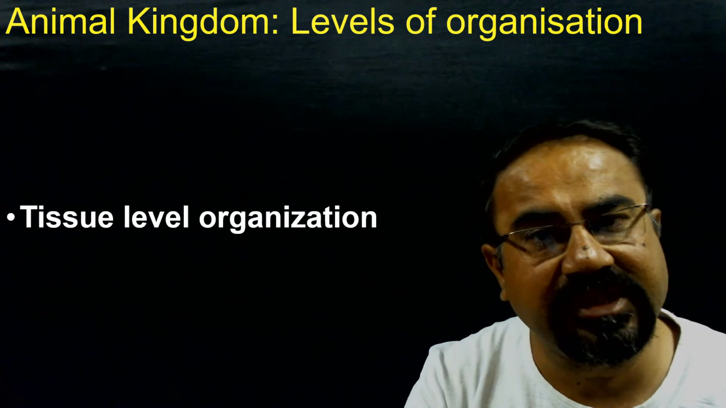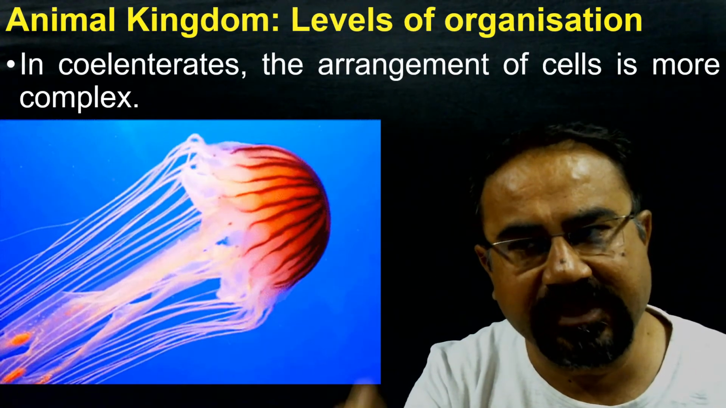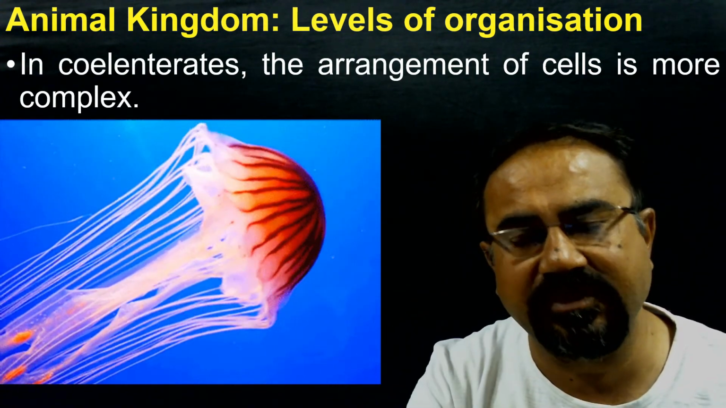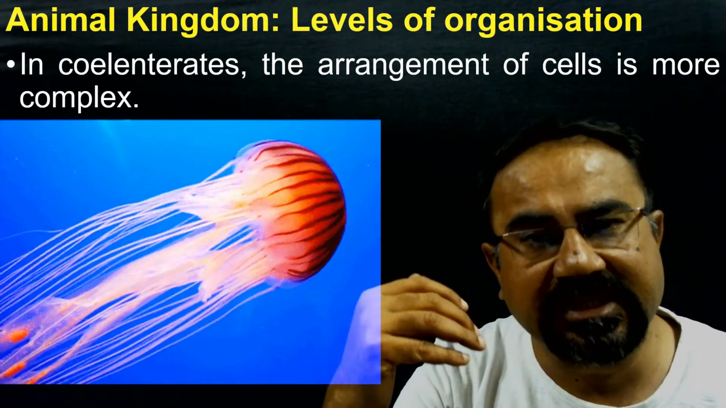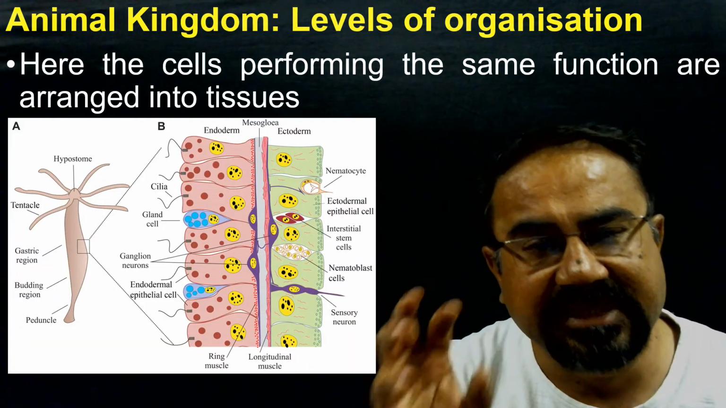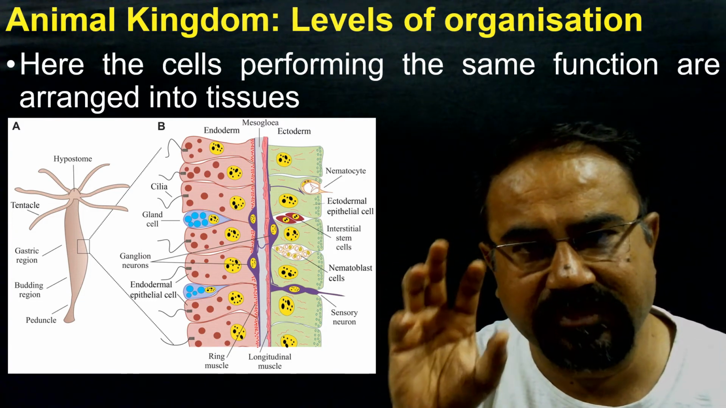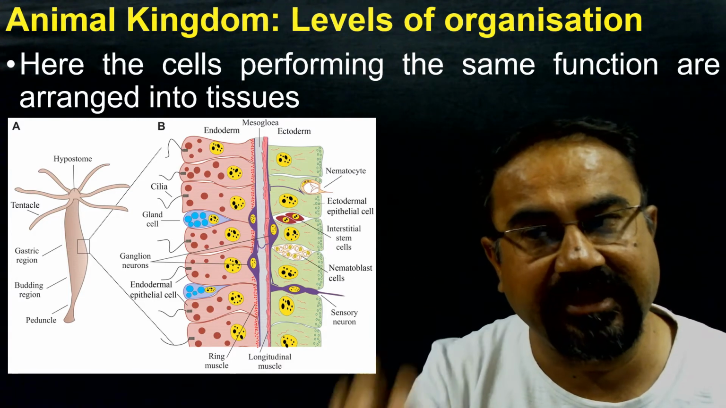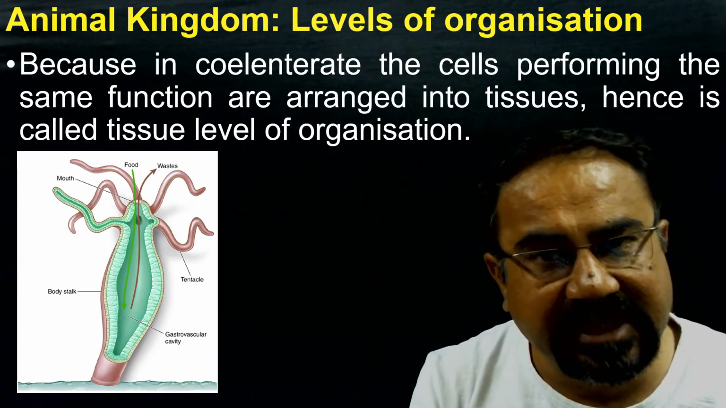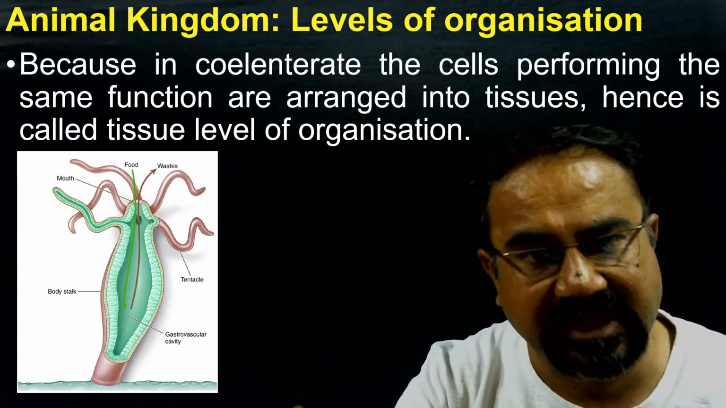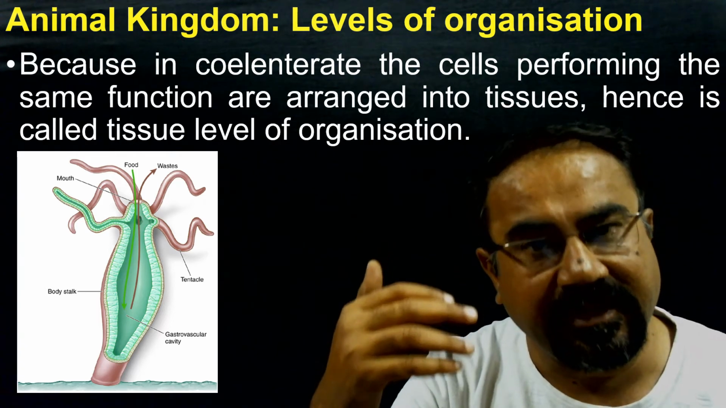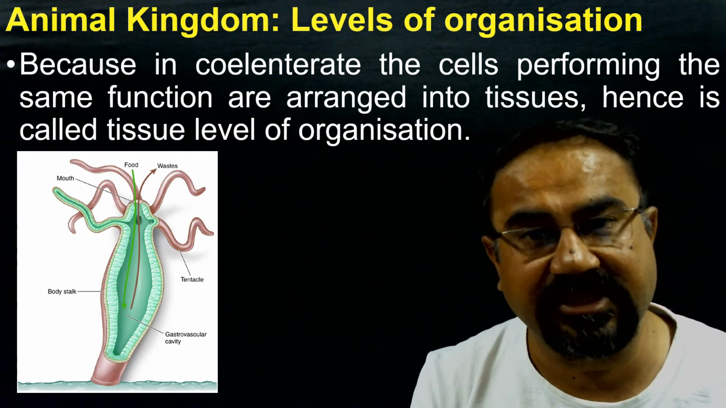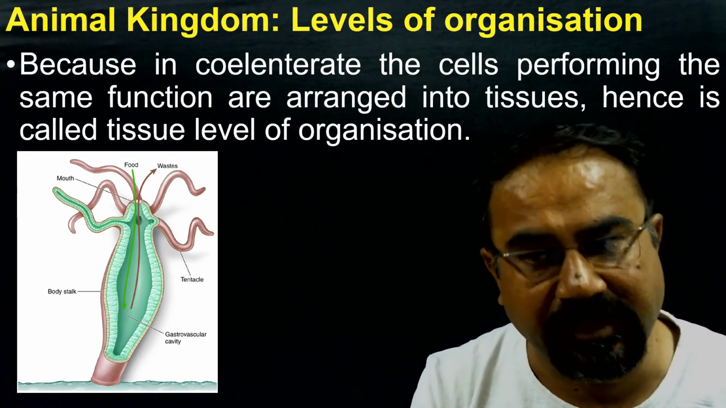The next level of organization is tissue level. Here, in the coelenterates, jellyfish-kind of organisms, there is a group of cells performing the same function, and cells with the same function come together and form the tissue. They are arranged in the form of tissue. Because these cells are performing the same function in an arranged tissue, we can say they have tissue level organization. यहाँ पे जो organization है वो tissue level पे है.